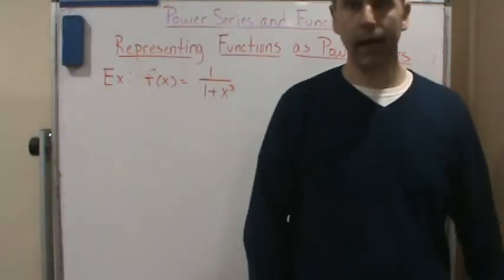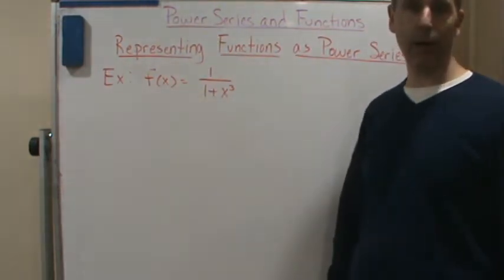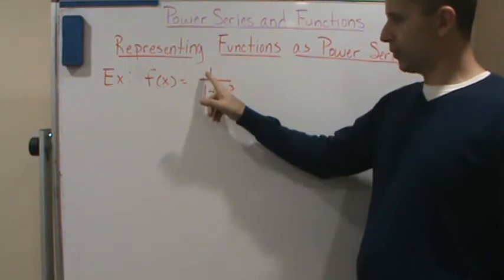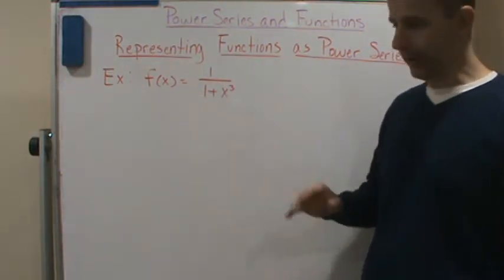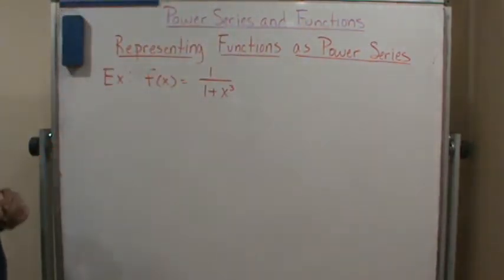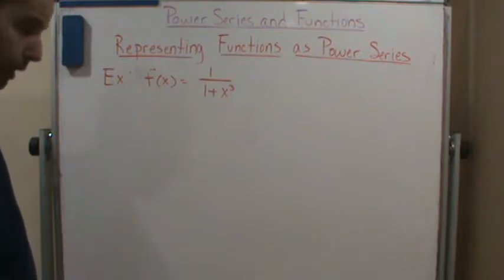Okay, so welcome. We're going to do an example of writing a function as a power series. So notice that we have this function, 1 divided by the quantity 1 plus x cubed. Okay, now, before we get started, this looks like the result of a convergent power series.